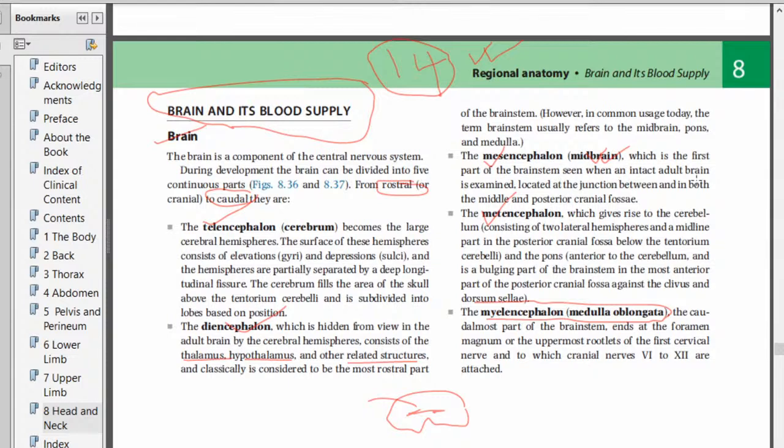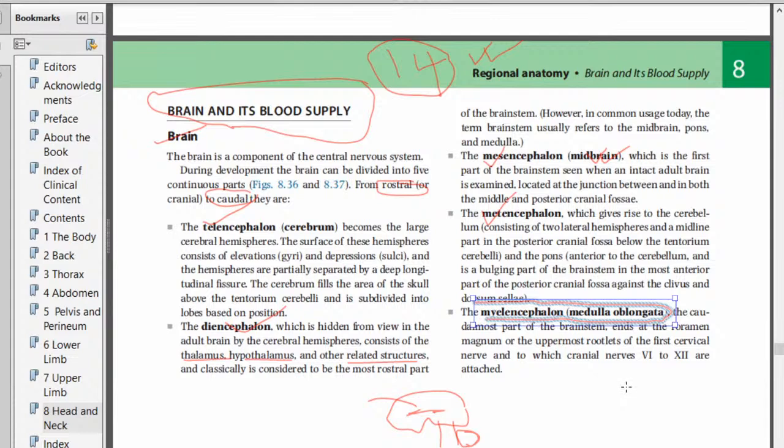It is seen in an intact adult brain. Then there is the midbrain, which is called mesencephalon. Then there is metencephalon, which gives rise to the cerebellum. As we have already studied, the cerebellum is also known as the little brain. And myelencephalon, which is called medulla oblongata.